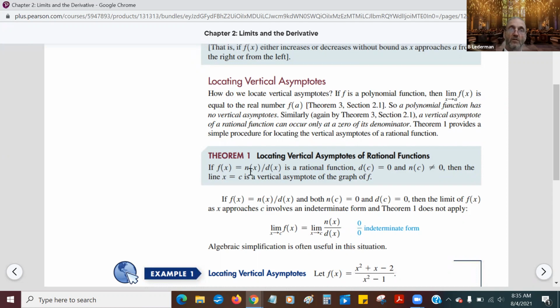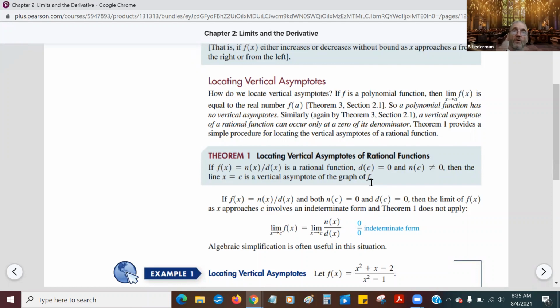Well, if f of x is equal to n of x over d of x, this is called a rational function, because a rational number is a fraction. So a rational function is sort of a fraction. The numerator is some function, the denominator is some function. We're looking at polynomials, I believe, but not necessarily. Then, if d of c equals 0, notice c is a value that if I plug in c for x, it equals 0, and the top does not equal 0. So the bottom of this fraction will become 0, the top will not become 0. Then x equals c is a vertical asymptote of the graph of f.